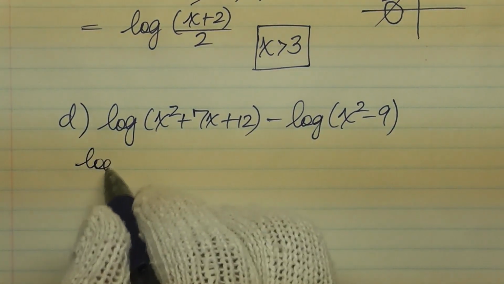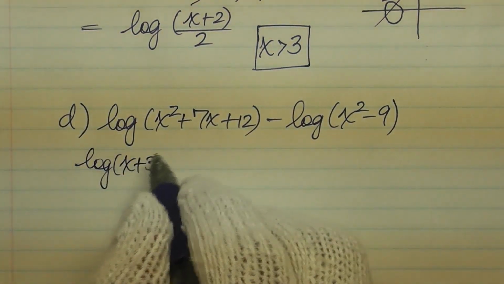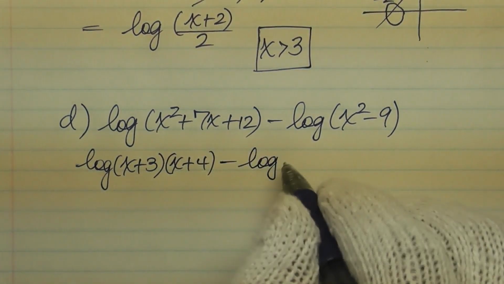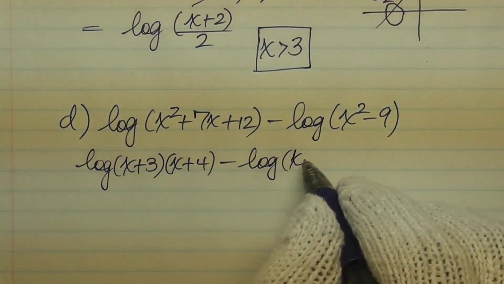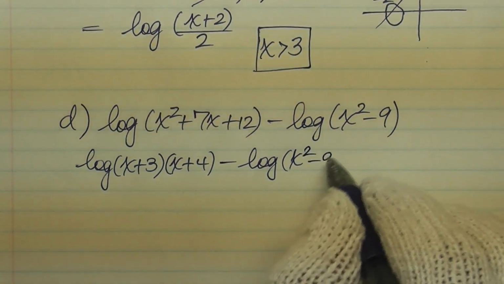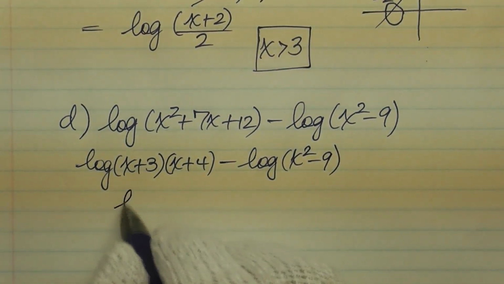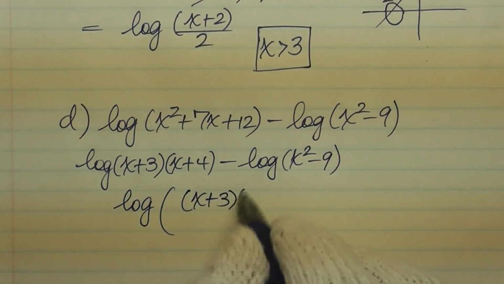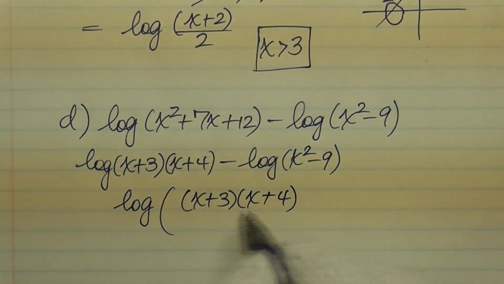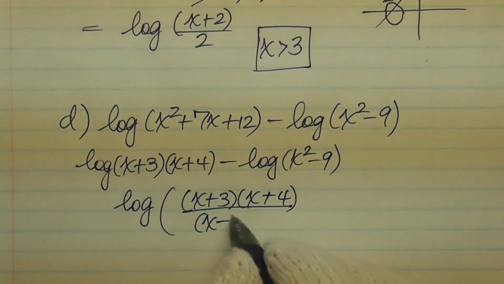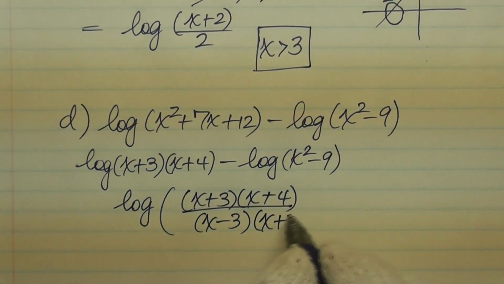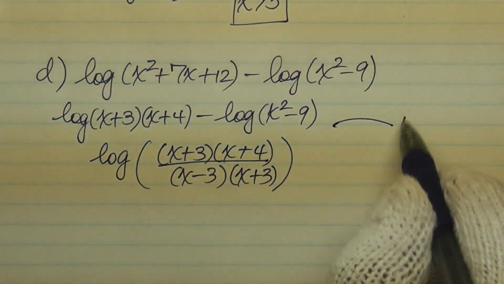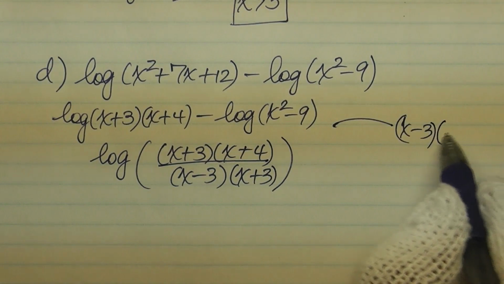Alright, this is the same as log of (x plus 3)(x plus 4) minus log of (x squared minus 9). That's the same as log of (x plus 3)(x plus 4) divided by (x minus 3)(x plus 3). So x squared minus 9 is just (x minus 3)(x plus 3).